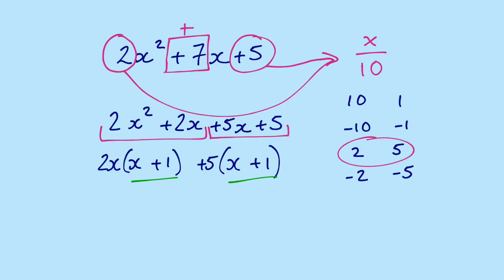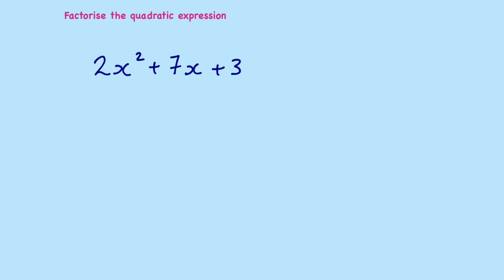The next step is we bring one of these brackets down below. Then we combine these two terms outside the bracket, and then we put brackets around them. And this is my final answer. As you can see, there's many steps to this process, so it's important to practice. So let's have a look at this one.